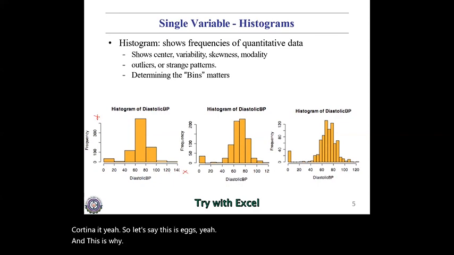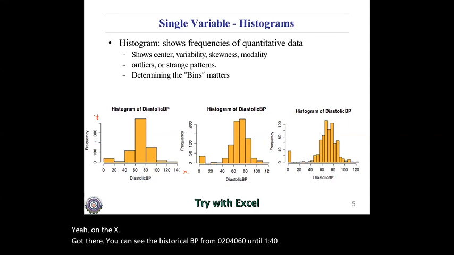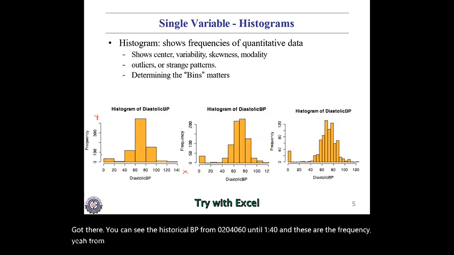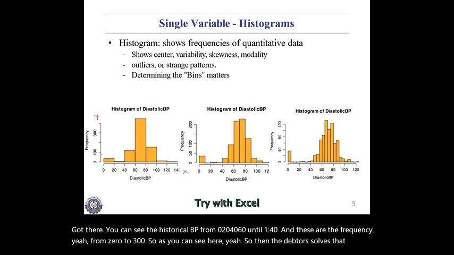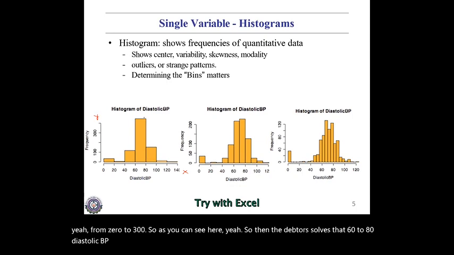So then, on the X coordinate, you can see the diastolic BP from 0, 20, 40, 60 until 140. And these are the frequencies from 0 to 300. So as you can see here, the data shows that diastolic BP of 60 to 80 shows the higher frequency here, even more than 300, right?